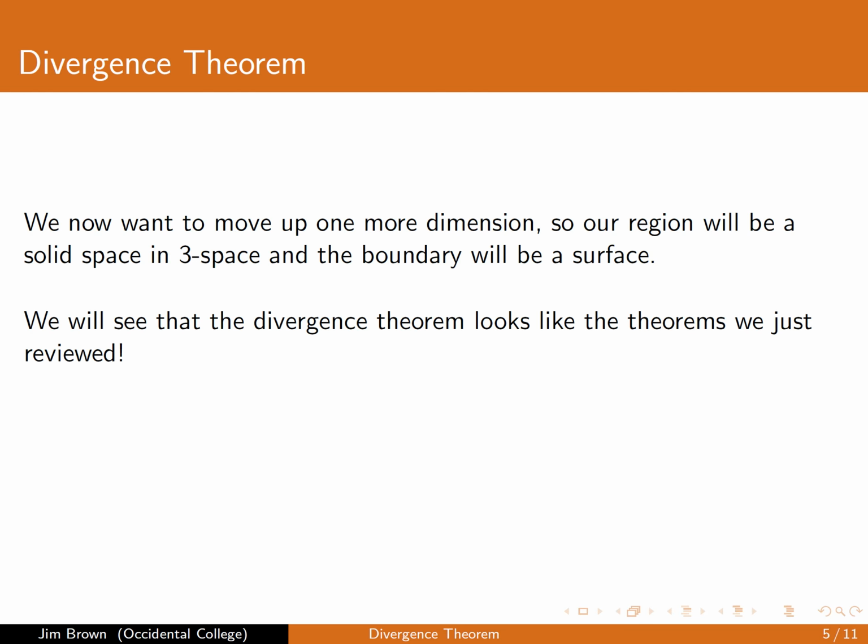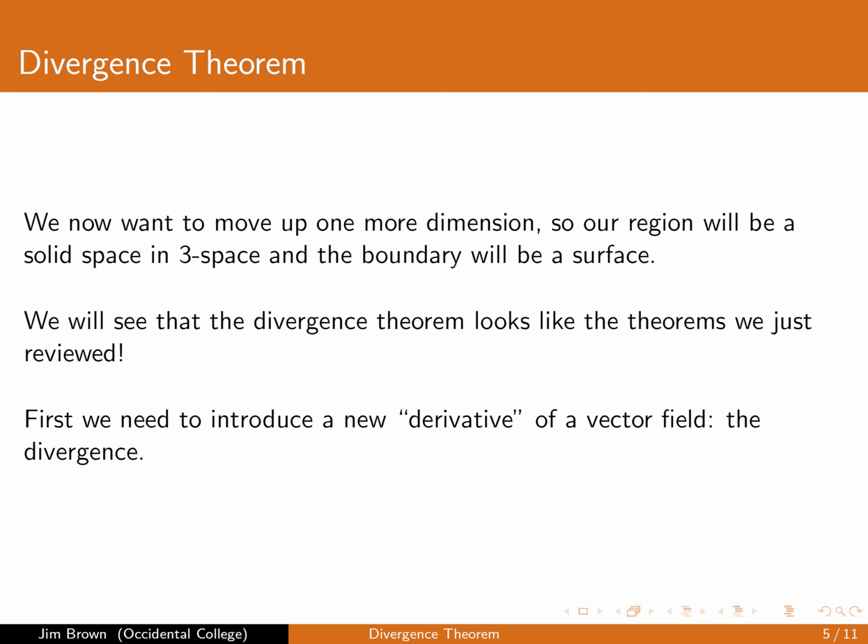This is what the divergence theorem is, and it's going to look just like the theorem we just had, but of course we have to figure out what the correct derivative is in this case. It's going to be what we call the divergence of the vector field, hence the name divergence theorem.